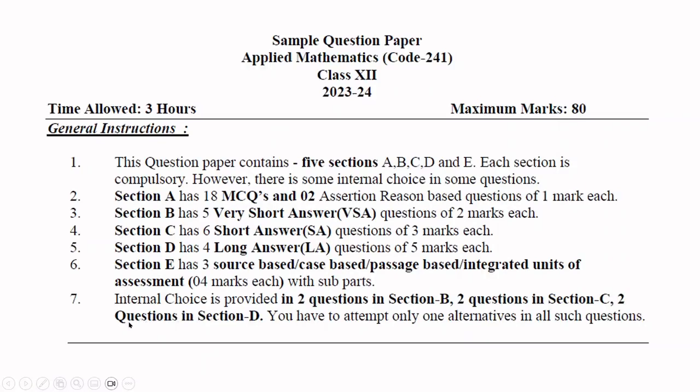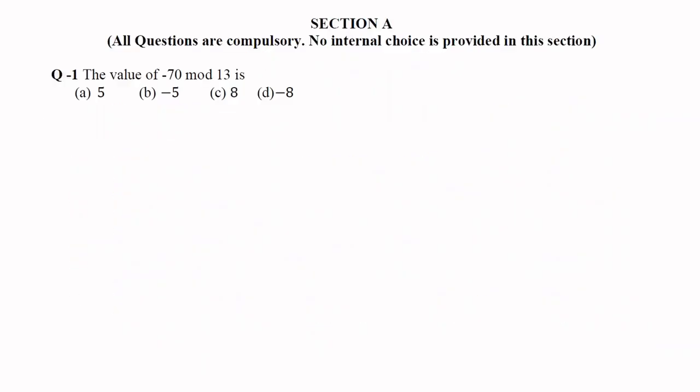The last point is that internal choice is provided in 2 questions in section B, 2 questions in section C and 2 questions in section D. Wherever internal choice is provided, only 1 question can be attempted. And then all these add up to a total of maximum 80 marks. The time allowed to complete this paper is 3 hours. First, we'll start with section A. In section A, all the questions are compulsory and no internal choice is provided in this section.